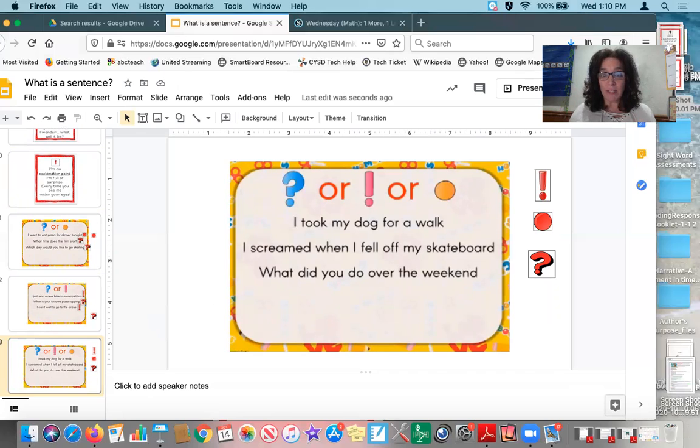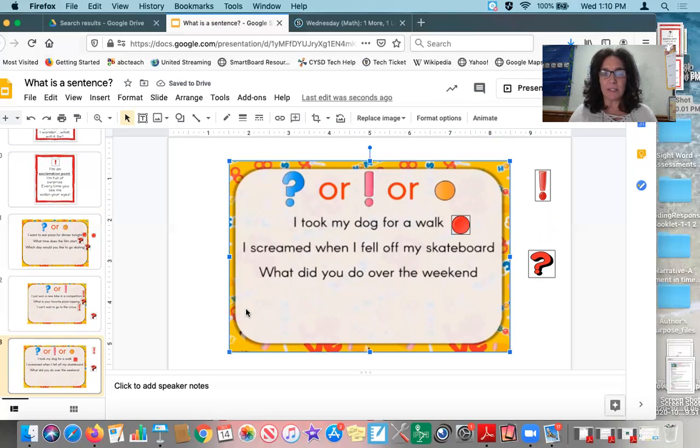What if we put them all together? Can you tell the difference? Let's see. Read the first sentence with me. I took my dog for a walk. I'm telling. My voice didn't change too much. That's probably the place for a period.